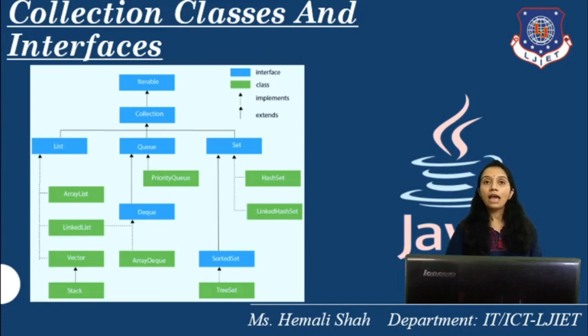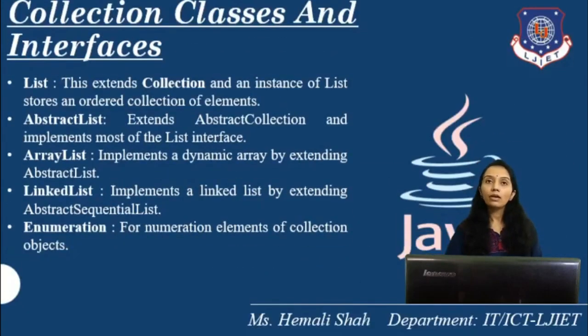Now list has ArrayList, LinkedList, Vector, Stack, these many classes. So what are the differences? That I am going to cover in this video lecture also, but just focus on the names of the classes. Now what facilities are available in the classes and interfaces? So list is basically an interface. This extends the collection, and the instance of list actually stores the ordered collection of elements. So when you want to store some data as per the insertion order, you should go for the list or the child classes of list.